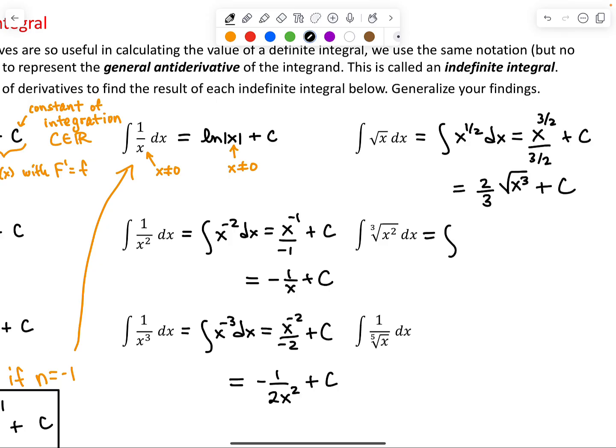Next example, the cube root of x squared is the same thing as x to the 2/3 power. Now use the reverse power rule, so add 1 to 2/3, that becomes 5/3, and then divide by 5/3. So divide by 5/3 is multiplying by 3/5, and x to the 5/3 is the cube root of x to the 5th. So here's an alternate way to write your answer.